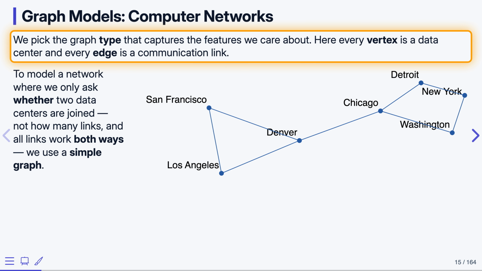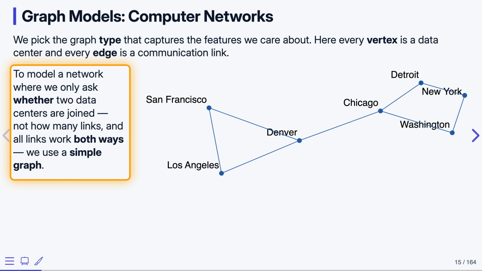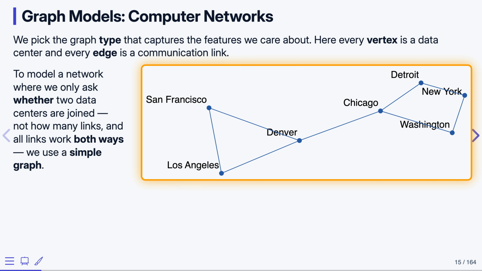Now we use graphs to model a real thing. We model computer networks. In every model here, a dot is a data center, and a line is a communication link between two data centers. The first question is simple. Do we only want to know if two data centers are joined, yes or no? Do all links work in both directions? Do we not care how many links there are? If the answer to all three is yes, then a simple graph is the right choice. We see one here, with data centers in 7 cities.